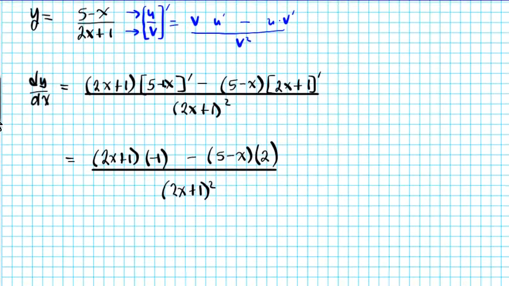Let's go ahead and simplify. The dy/dx is going to be negative 2x minus 1. And then you distribute the 2 and the negative. You have negative 10, minus times minus, this becomes plus 2x. So positive 2x right there. And this entire expression divided by 2x plus 1 square.